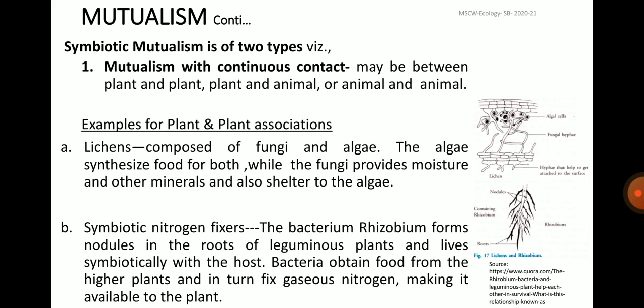The next example is the symbiotic nitrogen fixers. The bacterium Rhizobium forms nodules in the roots of leguminous plants and lives symbiotically with the host. The bacteria obtain food from the higher plants and in turn fix gaseous nitrogen, making it available to the plant.